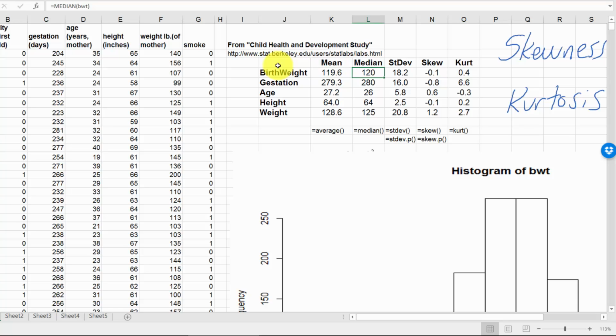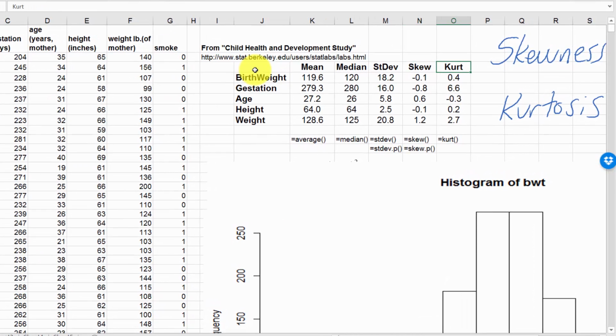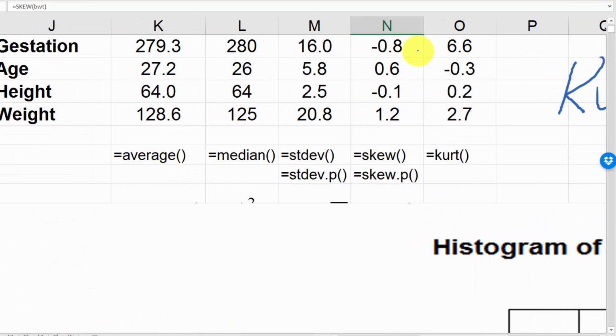I have the average, the median, the standard deviation, which is the common distance numbers are from average, the skewness, and the kurtosis. And in Excel, to calculate skewness, it's just equals SKEW, and then tell it where the data is that you want to find the skewness for. There's also a different version, like there is for standard deviation, if you want to calculate the skewness and you have the entire population of data. For kurtosis, it's equals KURT, and that's the same command whether you have a population or a sample.